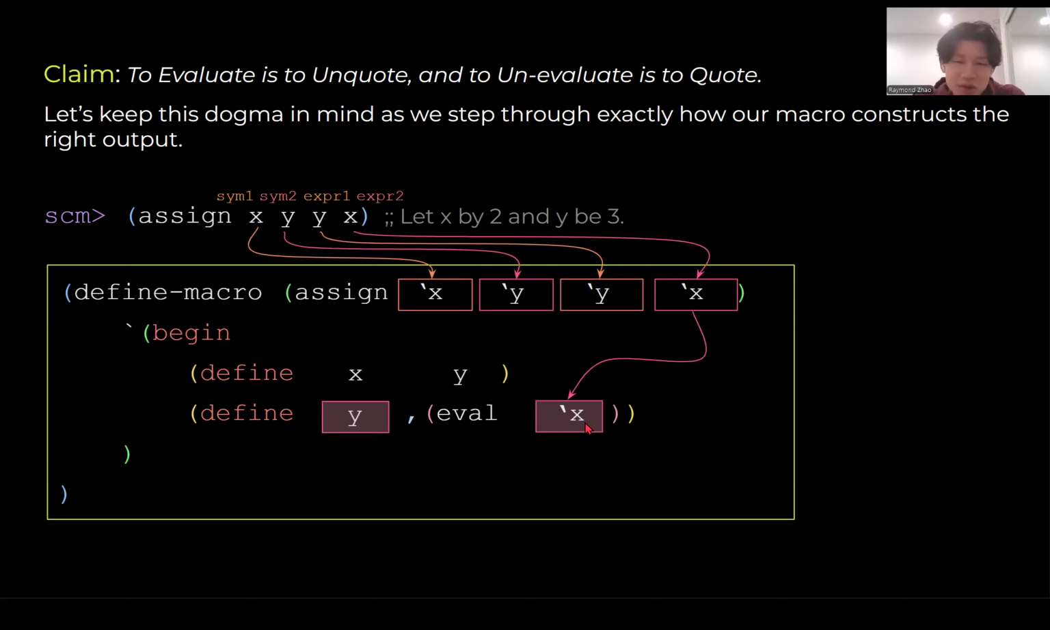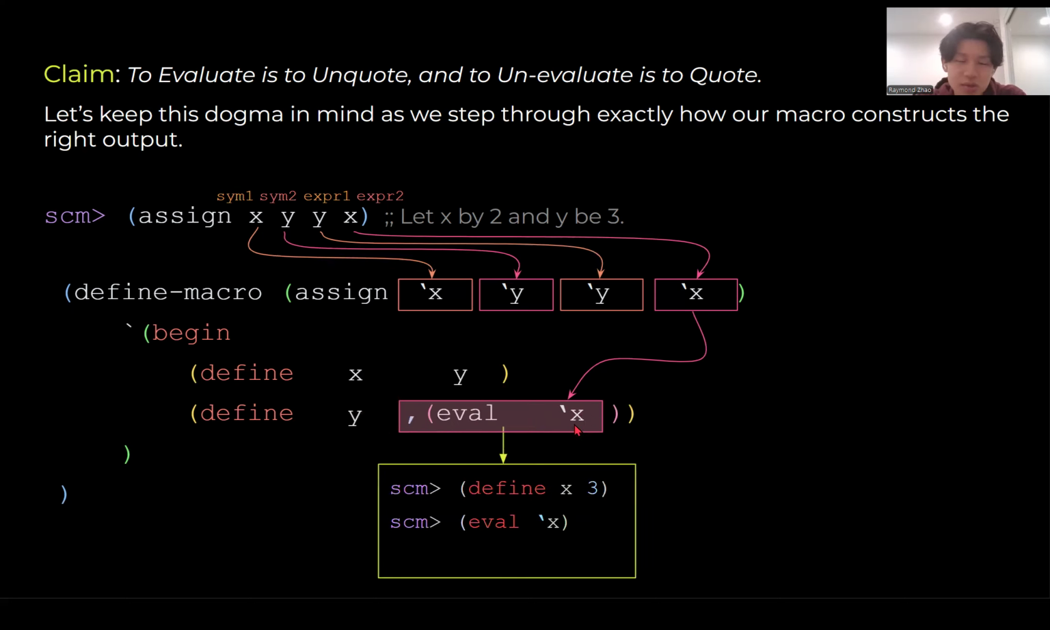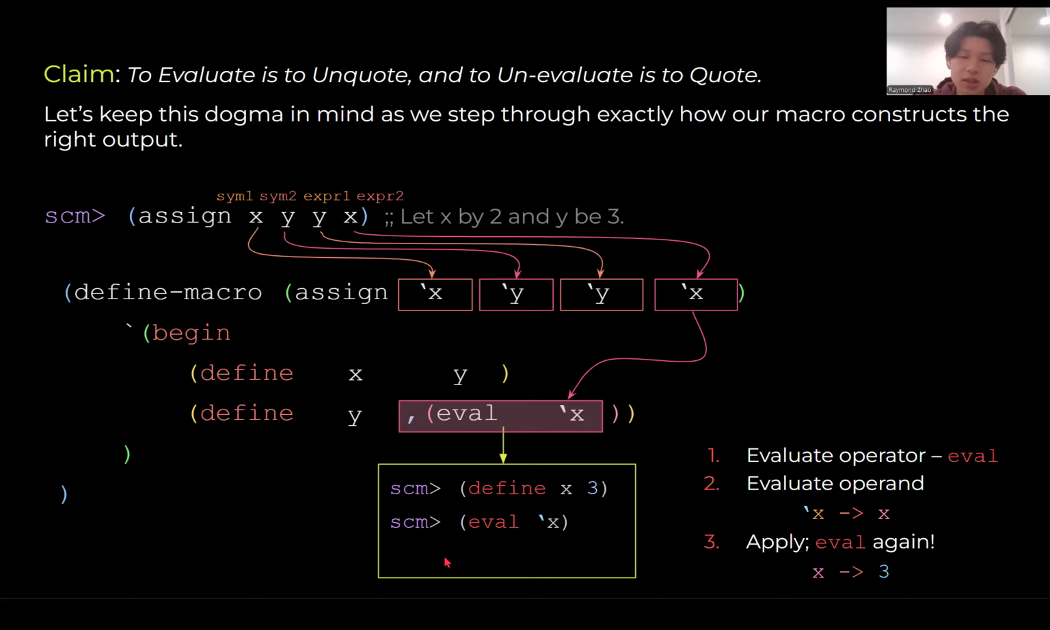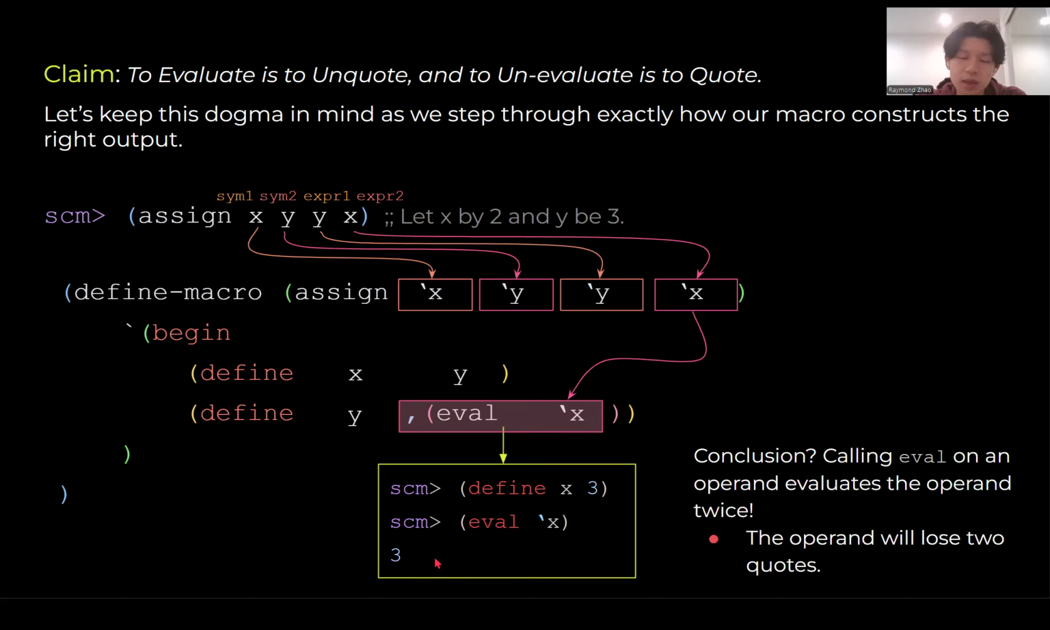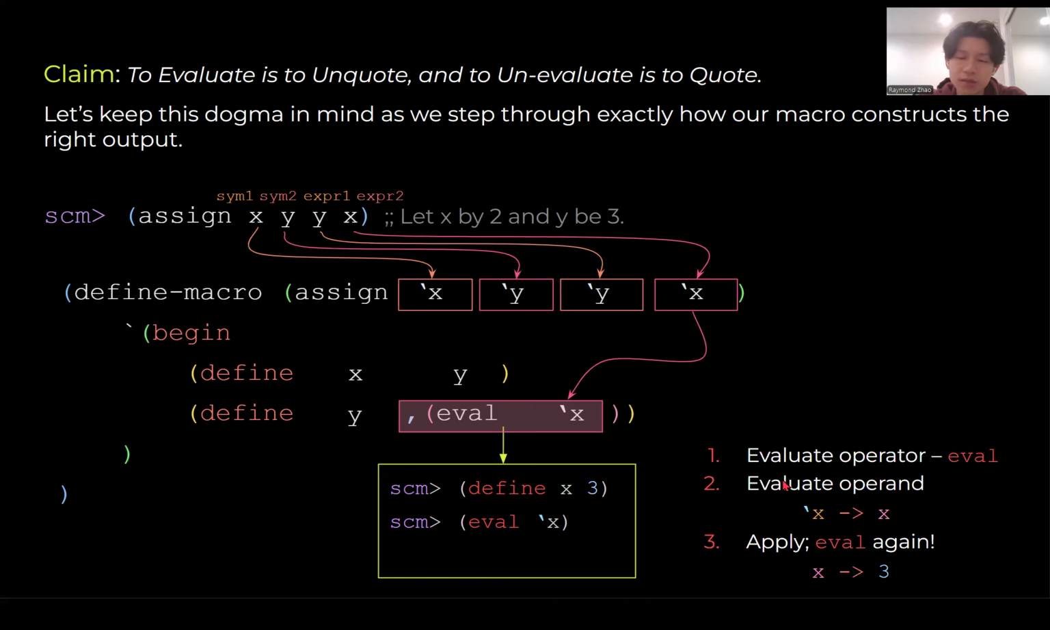And the actual answer is very strange. So the reason it works is that if I define x to be 3 and I evaluate quote x, I've been making the claim that to evaluate something is to take away a quote, right? So by that logic, eval on quote x should be x, but it's actually 3. And the reason is back to the first week of class. When I evaluate a procedure like eval, I'm going to first evaluate the operator, which evaluates to eval, and then I'm going to evaluate the operand.